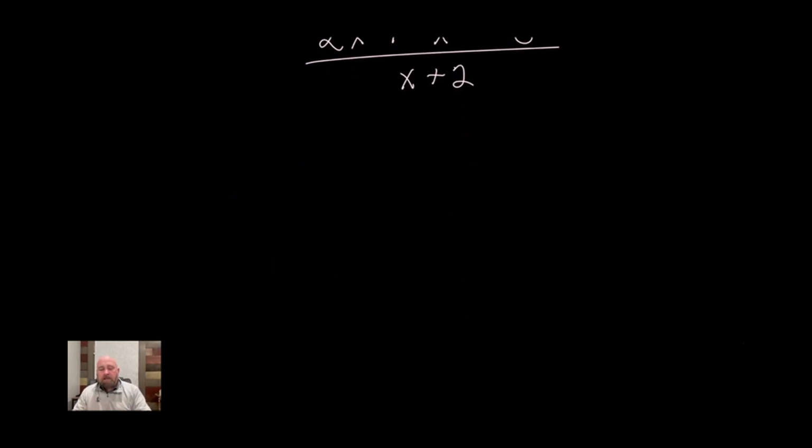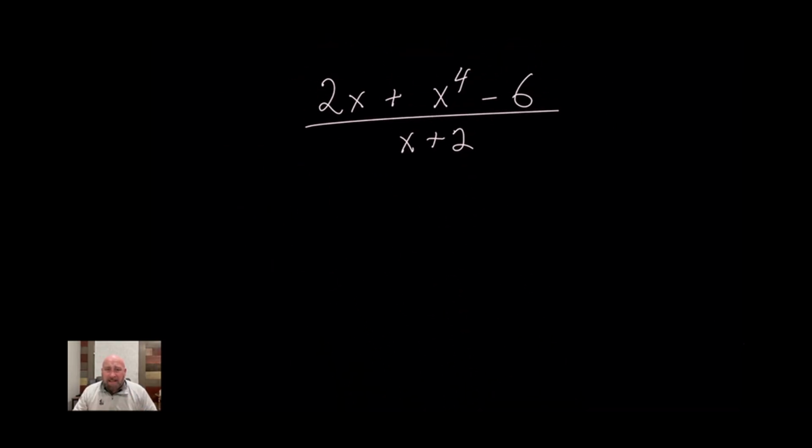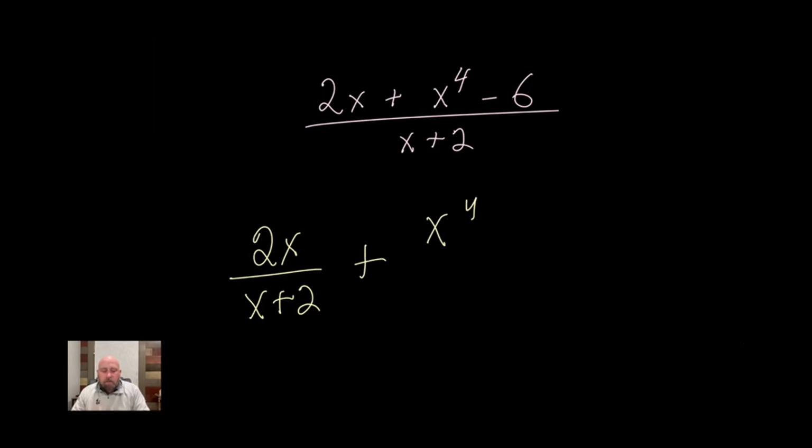All right, let's do the next one. You might say, oh my goodness, what's going on here? Well, we just wrote it like a fraction. And you might say, well, I just want to make these all separate. 2x over x plus 2. And then plus x to the 4th over x plus 2. You might want to do it.